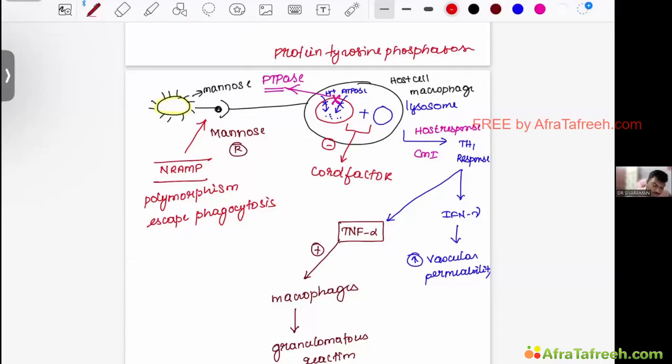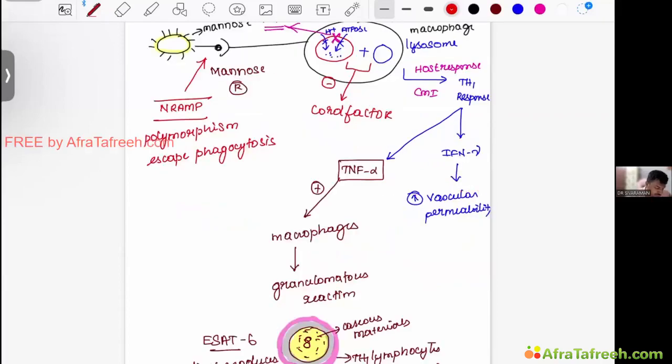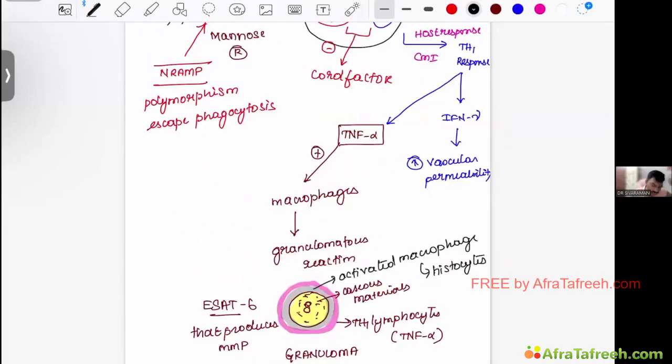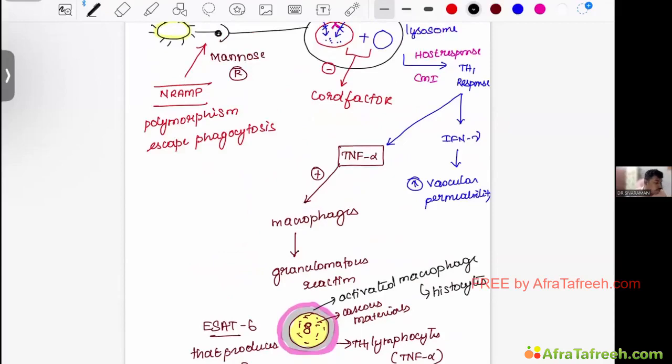Actually, your body will try to kill the bacteria, and your bacteria escapes the killing by binding to cord factor, and this cord factor will prevent this phagolysosome fusion. Normally this response will happen. If this response is not happening, your bacteria can survive, right? See, simple.